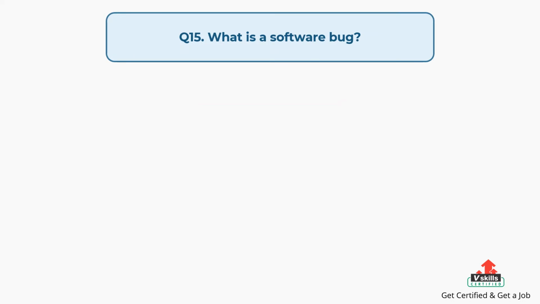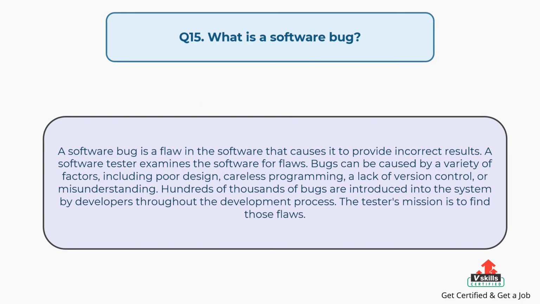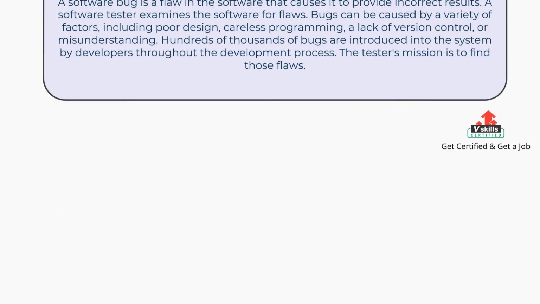Question number 15. What is a software bug? The answer is: a software bug is a flaw in the software that causes it to provide incorrect results. A software tester examines the software for flaws. Bugs can be caused by a variety of factors, including poor design, careless programming, a lack of version control, or misunderstanding. Hundreds of thousands of bugs are introduced into the system by developers throughout the development process. The tester's mission is to find those flaws.